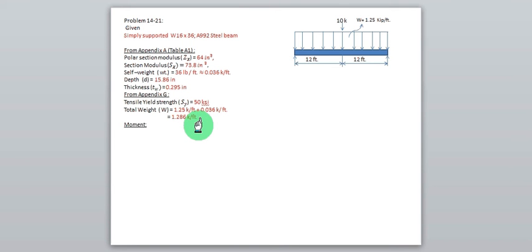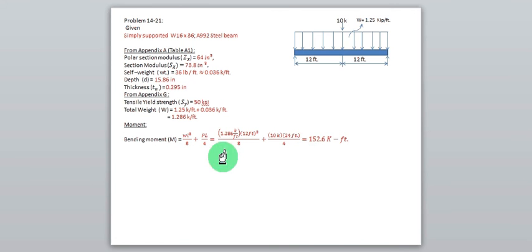So now we check the moment. In order to check the moment, first we calculate the bending moment of this beam, and we also calculate the required bending moment. If the required bending moment is greater than the calculated bending moment, the beam is okay. We calculate the bending moment by using this formula, where WL squared by 8 represents the bending moment for the uniform distributed load acting on the beam, and PL by 4 represents the bending moment for the point load, that is 10 kips.